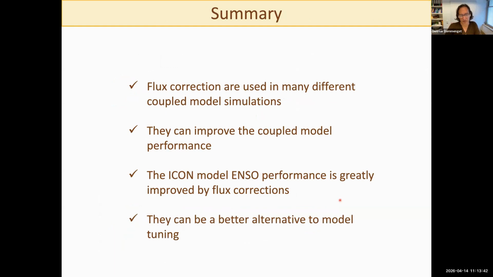And I think that flux correction can be a better alternative than tuning the models. I'm not saying you should not tune the models, but I'm saying that in many ways you might be better off using flux corrections. All right, that's all.